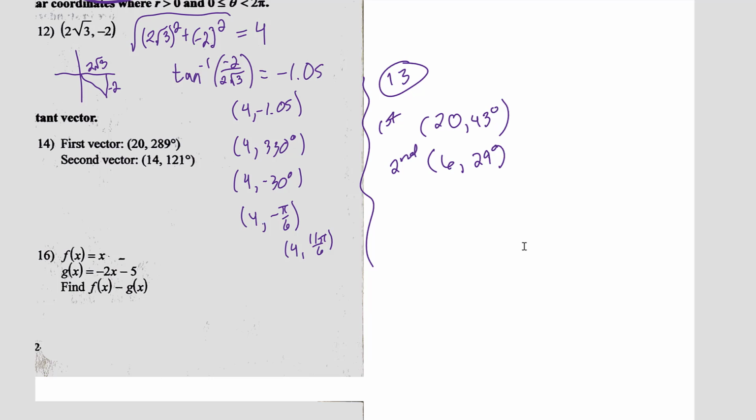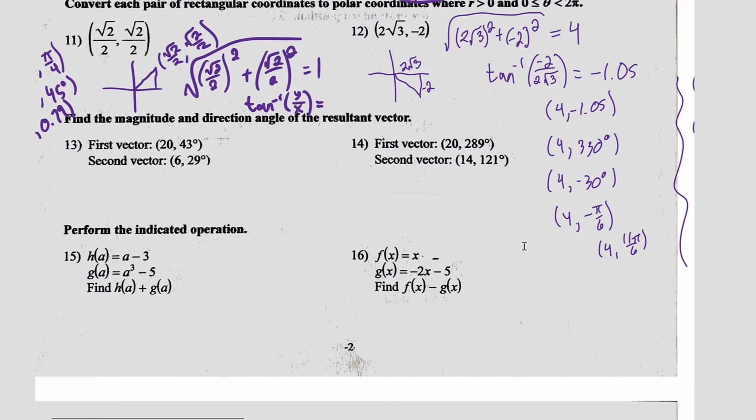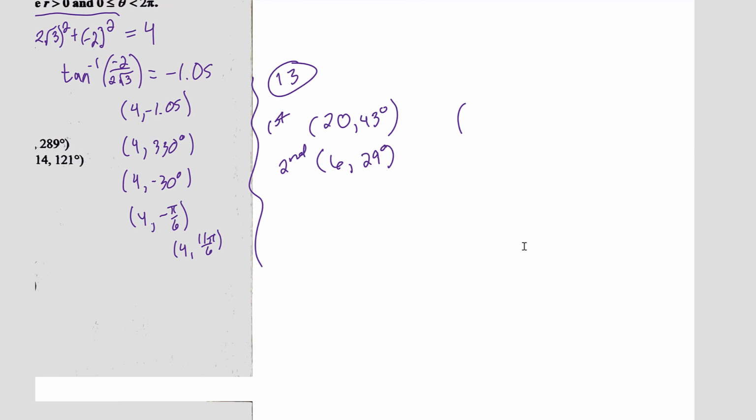So we're gonna use r cosine theta and r sine theta to find our x and y components for each of these. So these are in degrees though, so we do need to switch our calculator to degree, which means go to mode. It's the 4th option. You should be in radian because we just did something in radians, so make sure you change it to degrees. It doesn't say what to round to, so we'll just round to 2 decimal places, I guess.